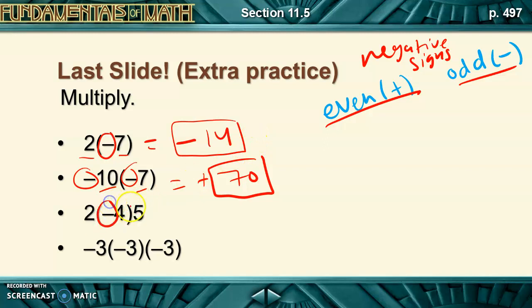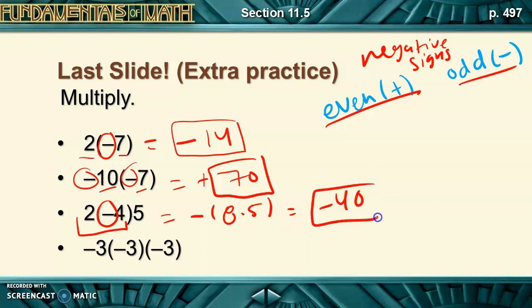Our next example, we have 1 negative sign, so the whole thing is going to be negative. So first thing I do is put a negative sign. Then I can go ahead and multiply. 2 times 4 is the same thing as 8. And 8 times 5. 8 times 5 is 40. Don't forget the negative sign. Negative 40 is our correct answer.